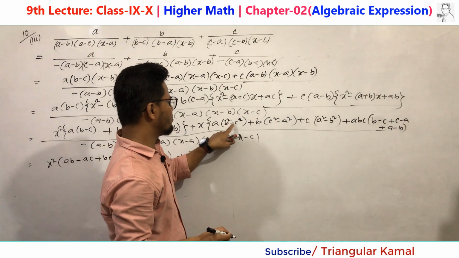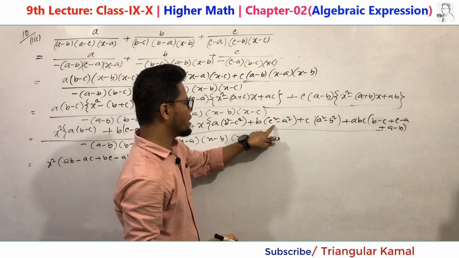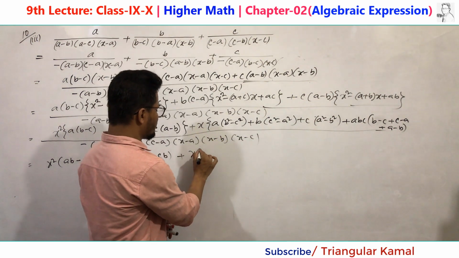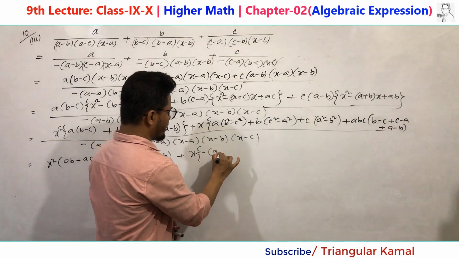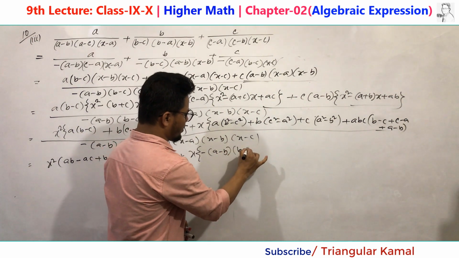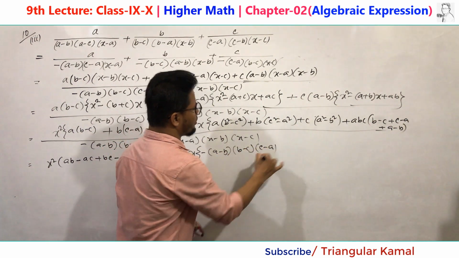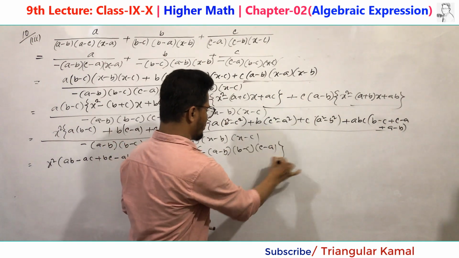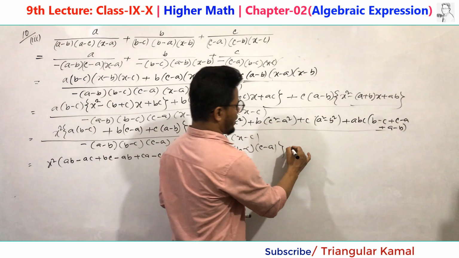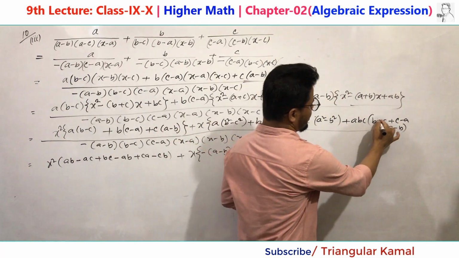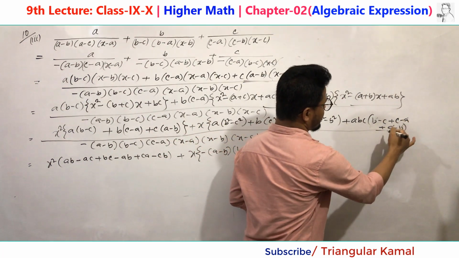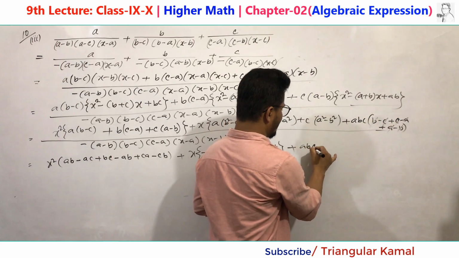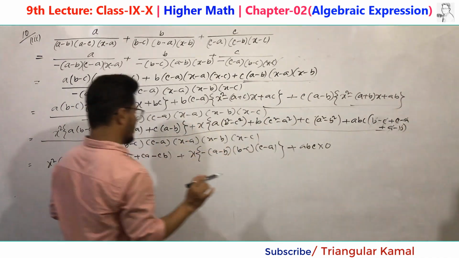a multiply b square minus c square, b multiply c square minus a square, c multiply a square minus b square. This result will be minus a minus b, b minus c, and c minus a. Already we have done this one in our previous maths. So this one will get this result. And finally this one, b eliminates with b, a eliminates with a and c. So ab multiply with 0. So abc multiply with 0.